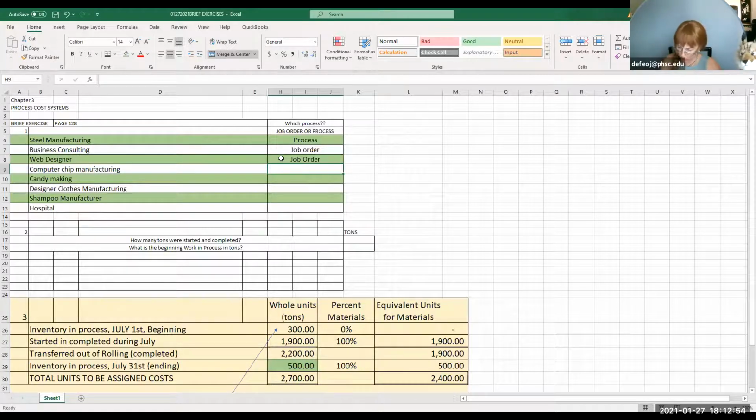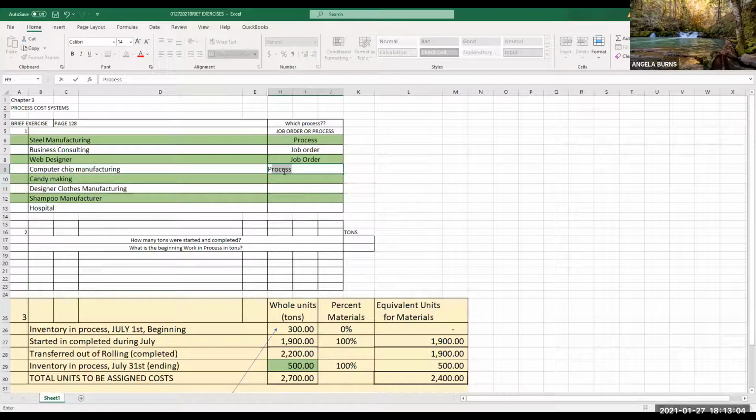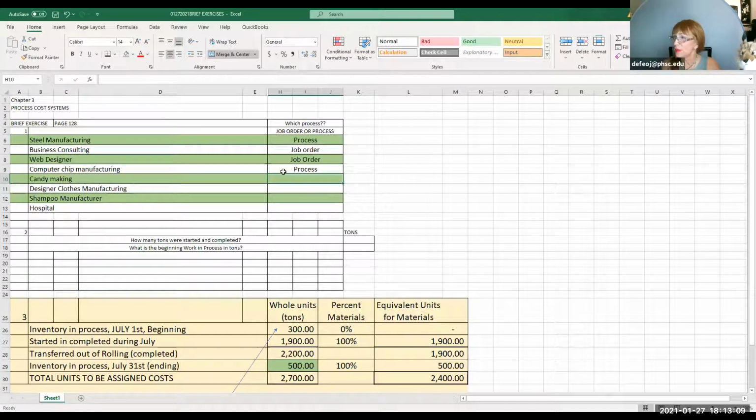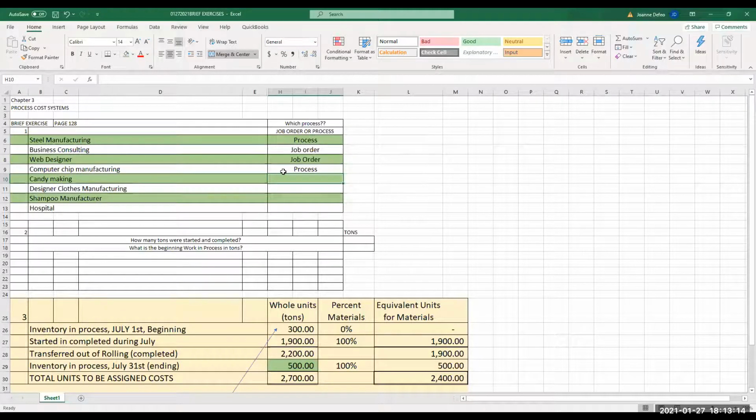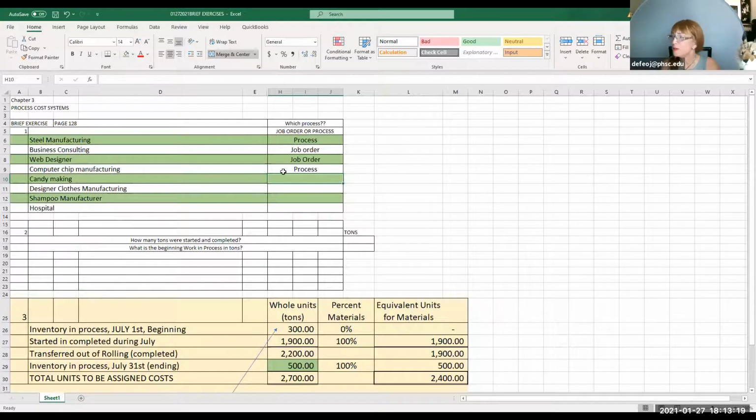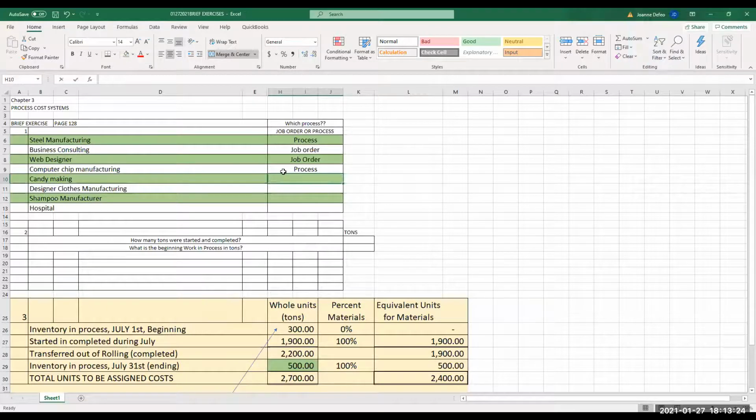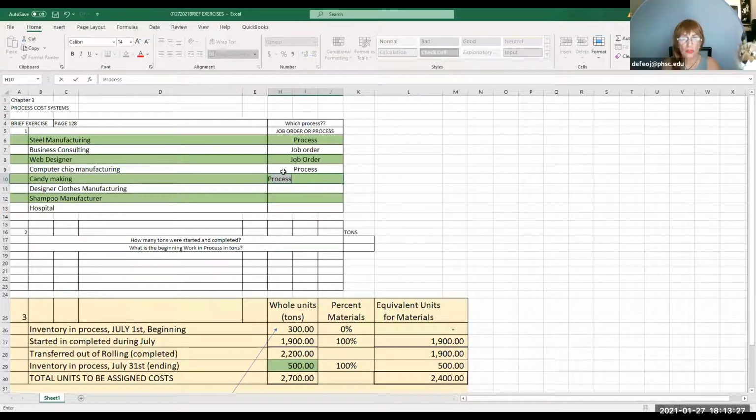What about a computer chip manufacturer? What about a computer chip, Angela? I think that's going to be the same. So will it be a process? Yeah, that's right. All right, candy making. What about you, Flavia? I'm not sure about that one. Let's pretend that the candy's all the same. They're all mint. Then it will be a process if it's all the same. Very good.